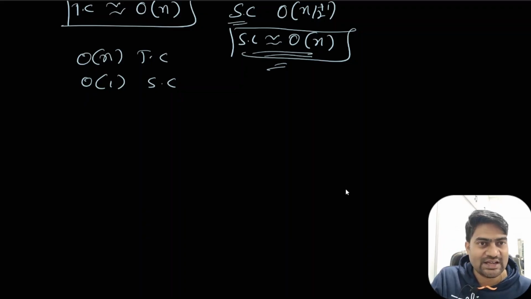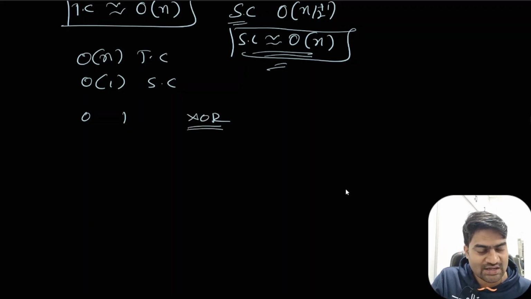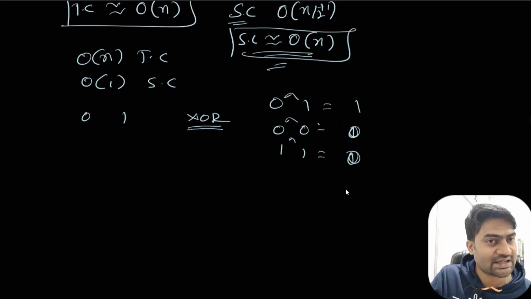Basically, whenever we store a number in a computer, it gets stored in bits, right? Zeros and ones. So now we know the XOR operator, right? What exactly does XOR do? If the bits are different, then it will give us 1. Zero and 1 will give us 1. But if the bits are the same, it will give us 0. Okay, so this is the basic principle.